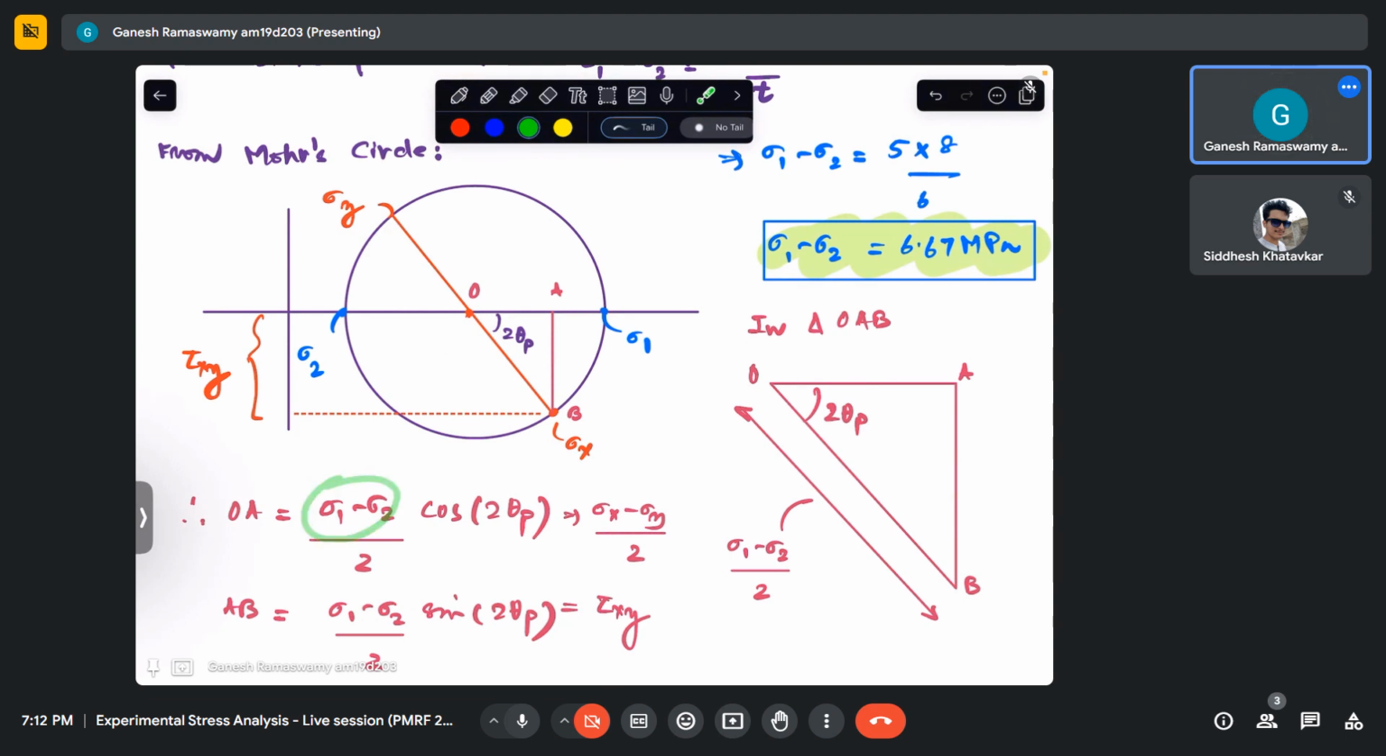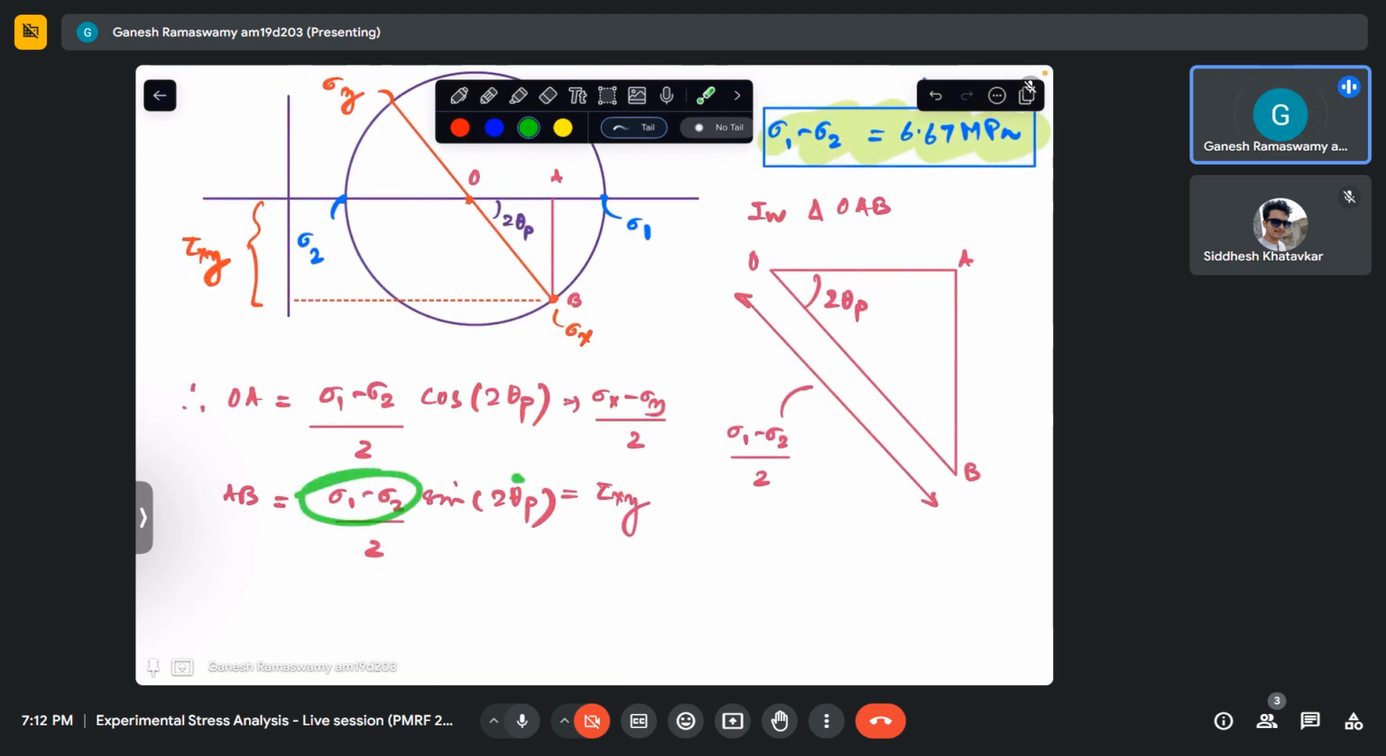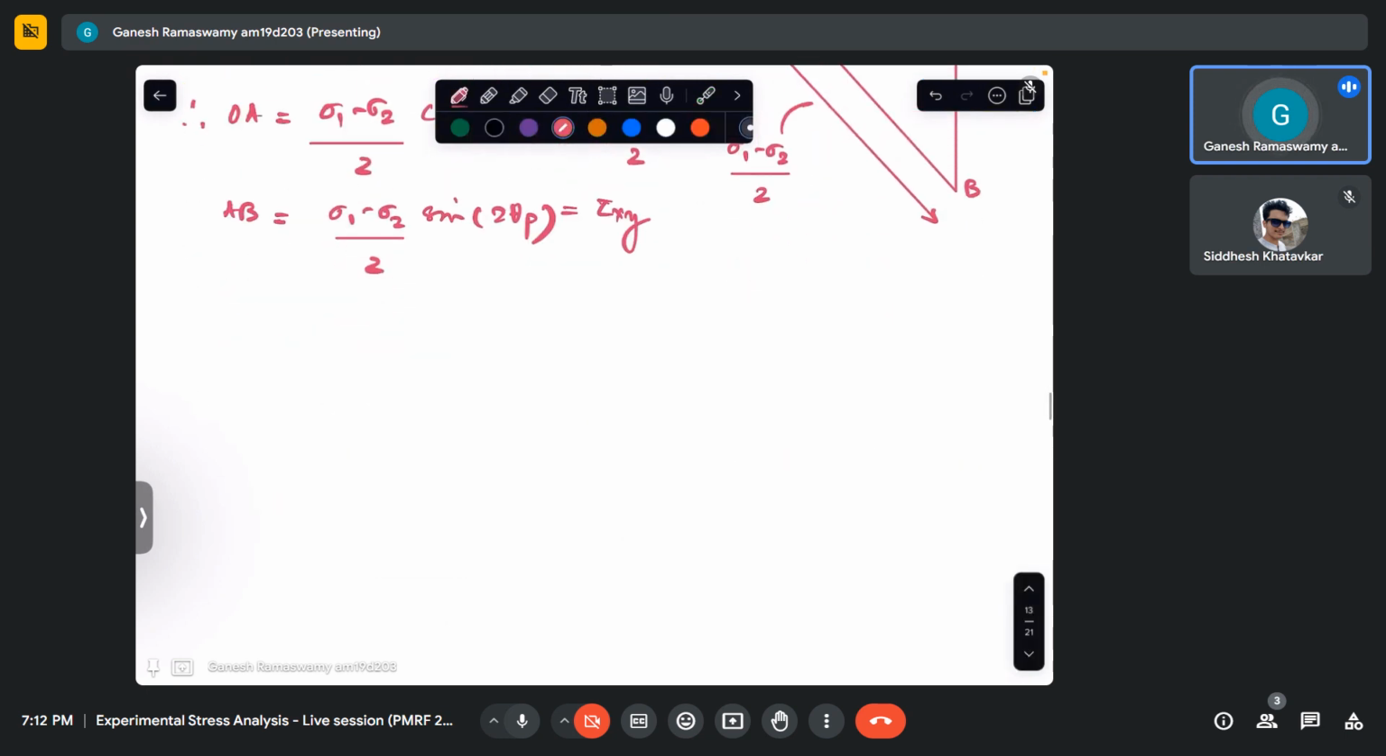Now theta p we know. So by substitution, we can easily find out the difference in the normal stresses. Similarly, by substitution, we can find out the shear stress. So using photoelasticity alone and our knowledge of Mohr circle, we are in a position to find out the difference in the normal stresses and the actual shear stress. We have not been able to separate out sigma x and sigma y yet. We have simply found out sigma x minus sigma y. So let us go ahead and evaluate that.